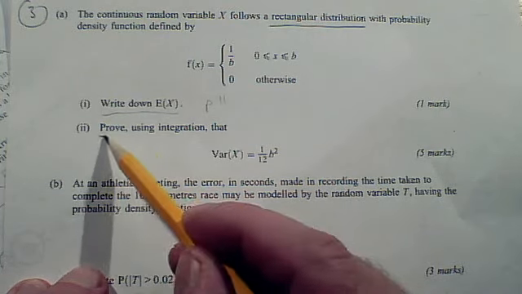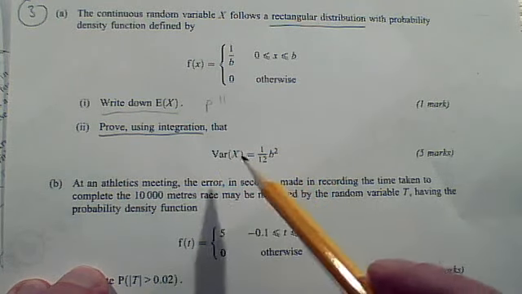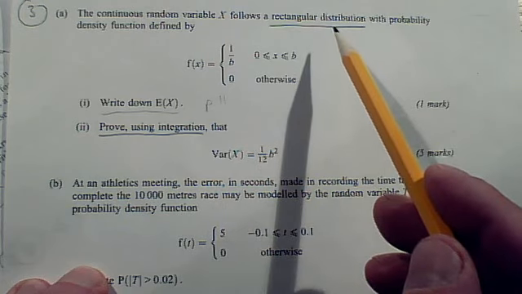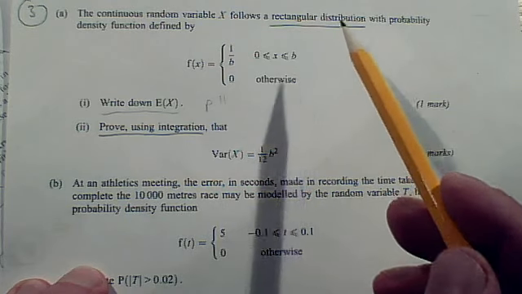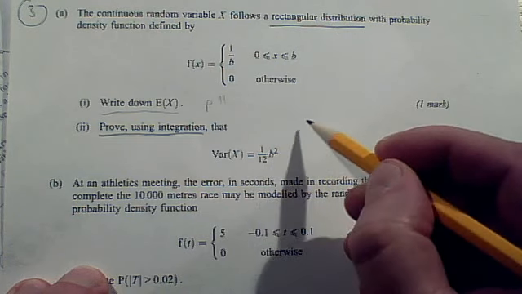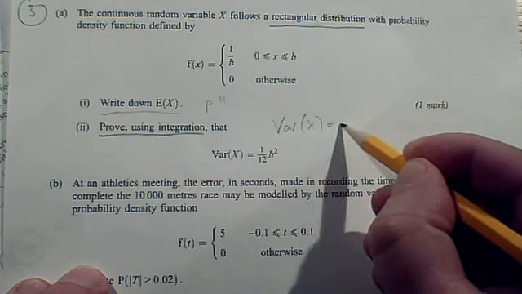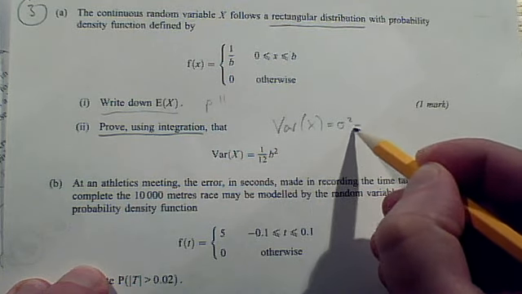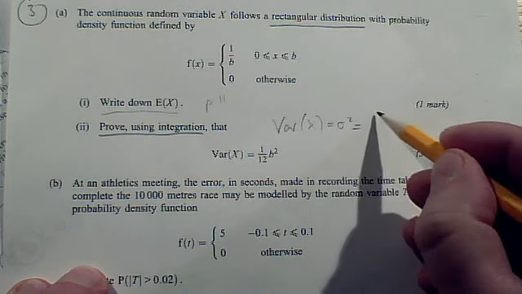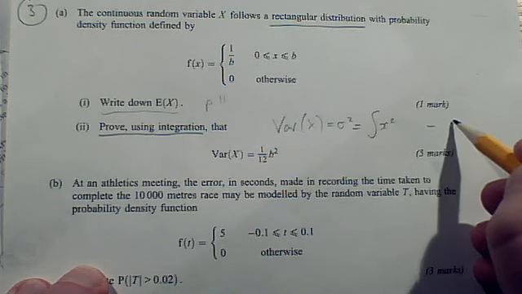But then we have to do a proof using integration of this variance formula. So you can't use the standard result for the rectangular distribution in this case, you've got to establish it, but you can start from the other formula on page 11, the integration formula for variance of x, otherwise known as sigma squared, which you get by an integral with an x squared in it minus something else squared over here.